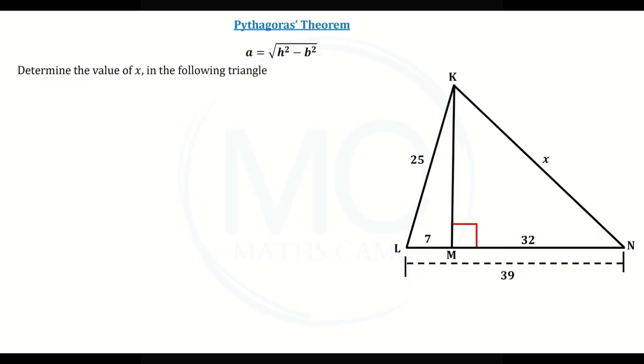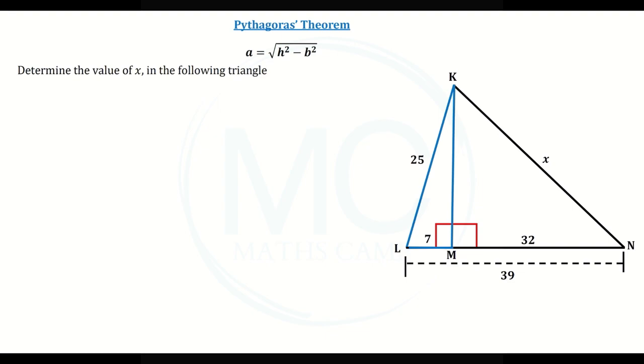Before we move on, there's one more thing we need to consider. LMN is a straight line, and we know that a straight line has an angle of 180 degrees. If angle M is 90 degrees, then this side of M must be 90 degrees as well. So let's draw a right angle in red. We're going to use this to find the length of KM, because now KM is one side of the right angle triangle KLM. So let's make this triangle blue.